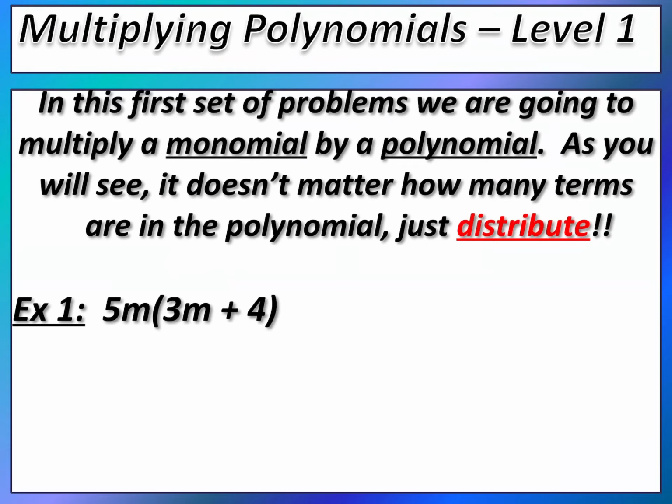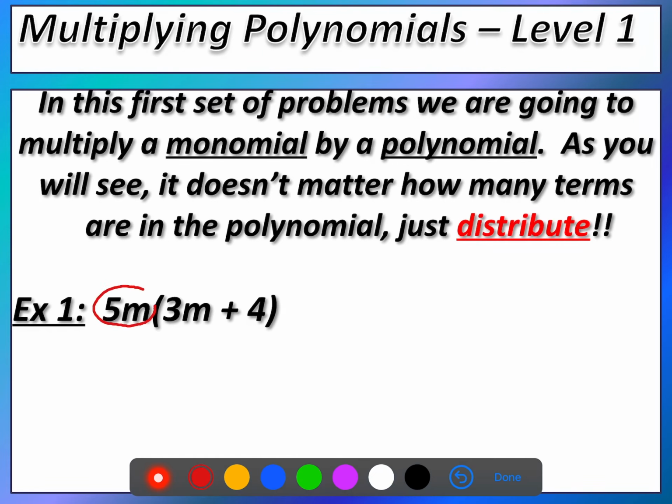Okay, so here we are multiplying the monomial of 5m to a binomial. Okay, so we're distributing that. So I'm going to take 5m and multiply it to 3m. So my coefficients give me 15. And when I add my exponents, because this is m to the first times m to the first, I get an m squared. Okay, and then we're going to finish distributing 5m to 4. So we get a 20m.